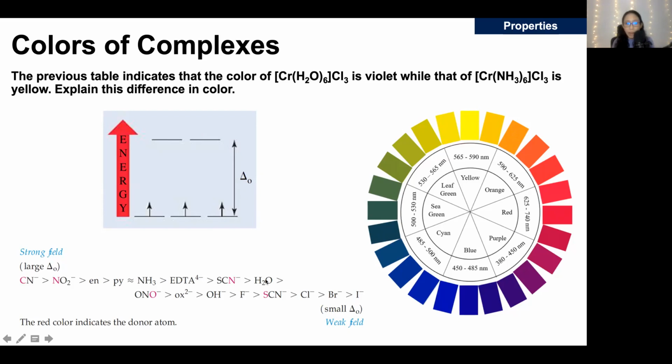Water, on the other hand, is in the middle of our spectrum, so it's closer to the weak field side, which means its crystal field splitting is smaller than that created by ammonia. Hence, it will absorb in the region with a longer wavelength. So it absorbs in the green region, hence its color is violet. Get it? So that's how we explain the colors of our complexes based on the crystal field theory.